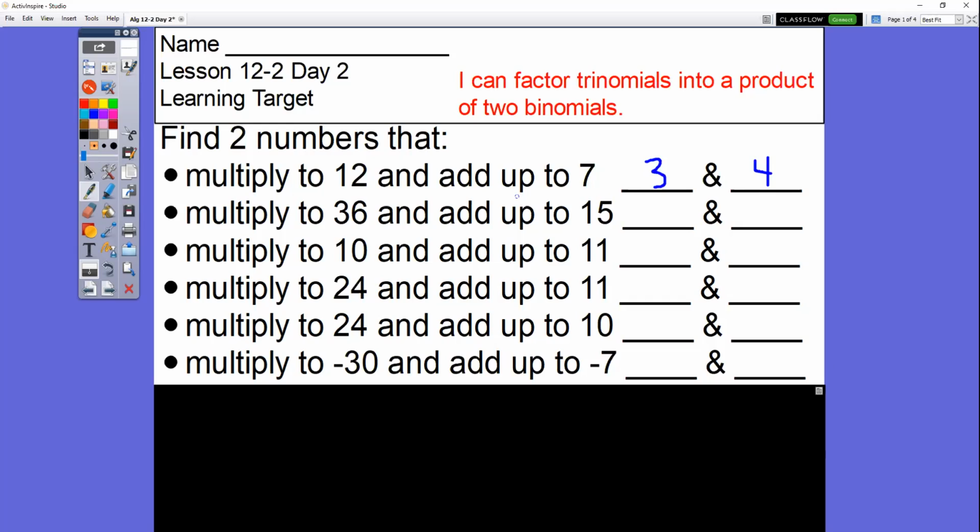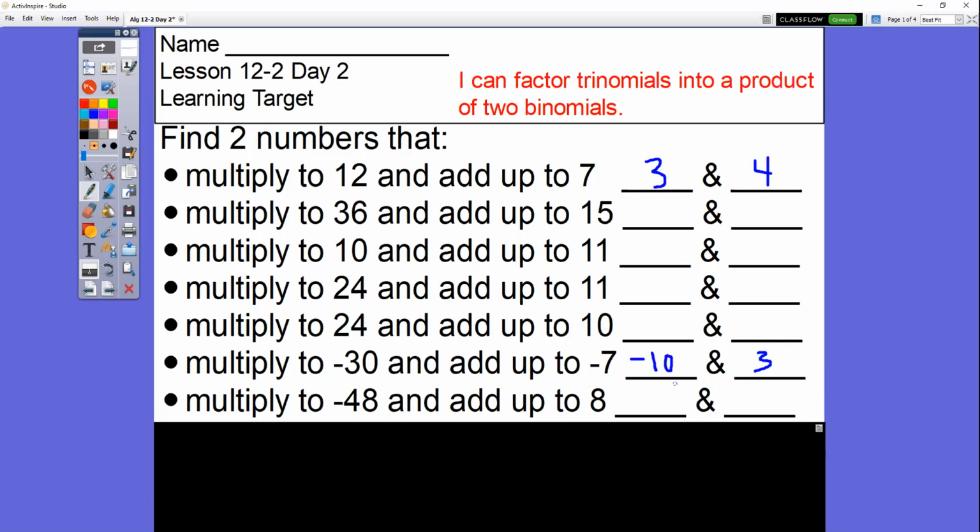Negative ones are definitely a little bit more challenging. Go ahead and type your answer into the chat, please. What times what is negative 30 that adds up to negative 7? Yep, I see a couple correct answers. It is negative 10 and 3. All right, negative 10 and 3.